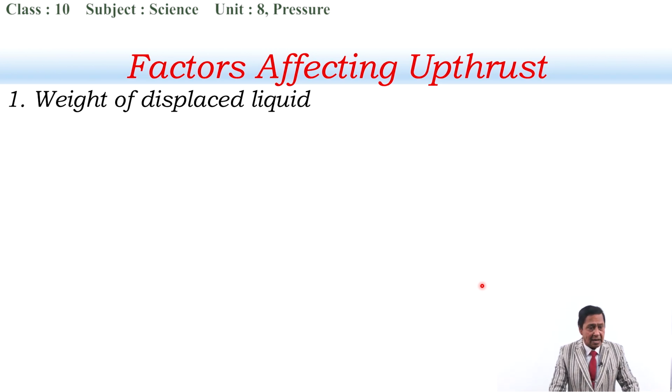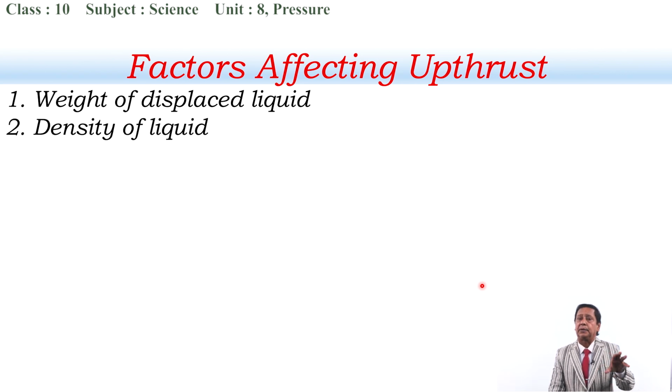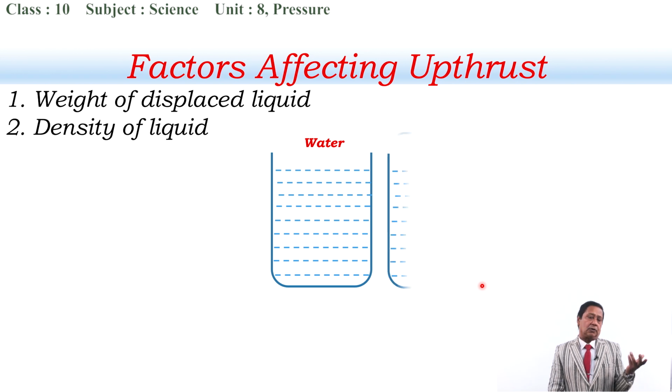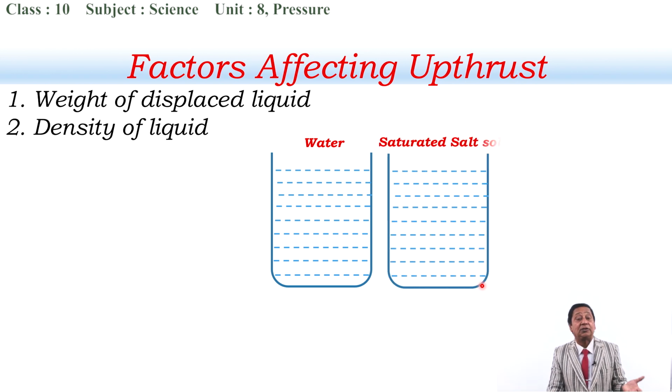Okay, now next point. Upthrust depends upon the density of the liquid. Very interesting. Again, I want to show some diagrammatic representation. Look at this. This is water, let's say. And another identical vessel, which contains a saturated solution of salt. Saturated solution, do you remember what it is? You were taught in class 9. What is a saturated solution? If a solution cannot dissolve any more solute, then that solution is called a saturated solution at that temperature. We are taking a saturated solution of salt.